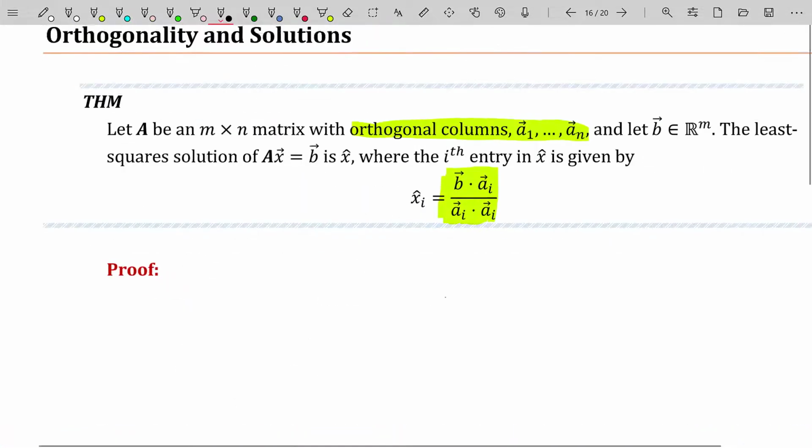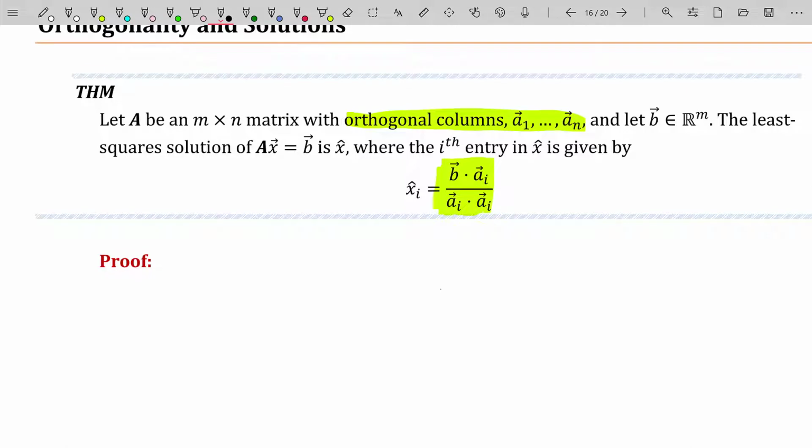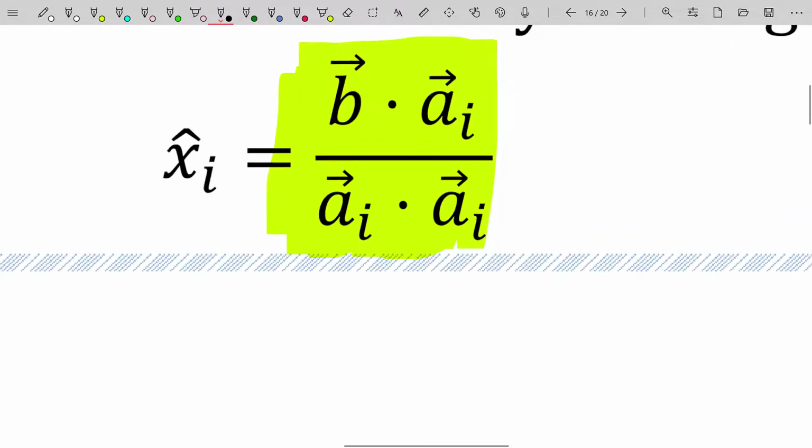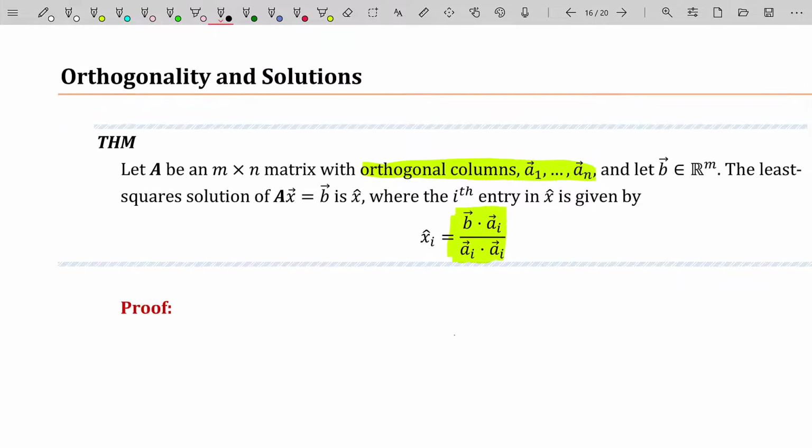So hopping back to our task at hand, if you have orthogonal columns in your given matrix, we gain something else. The least squares solution to Ax equals b is x hat, where the entries in x hat are exactly the coefficients of the projections of b onto the columns of the matrix A. It's really very beautiful. Let's go ahead and use this theorem a couple times, and then we'll come back and prove it.